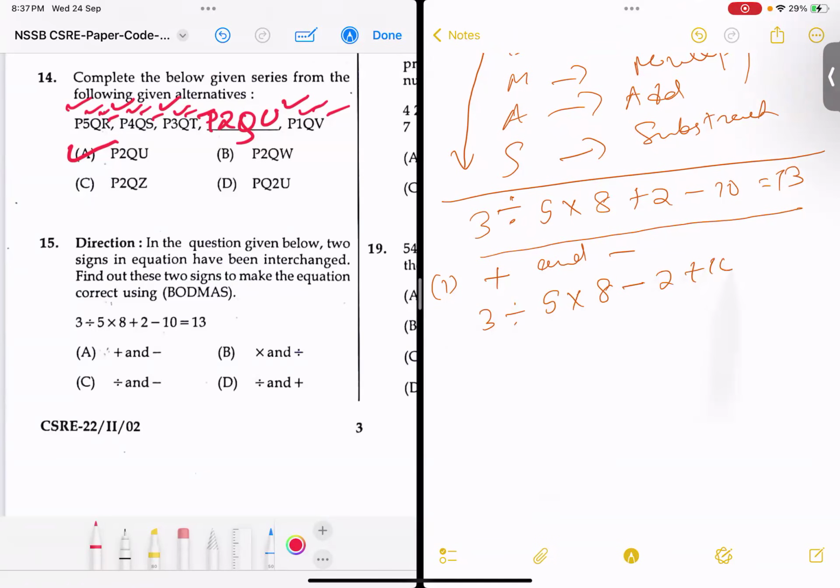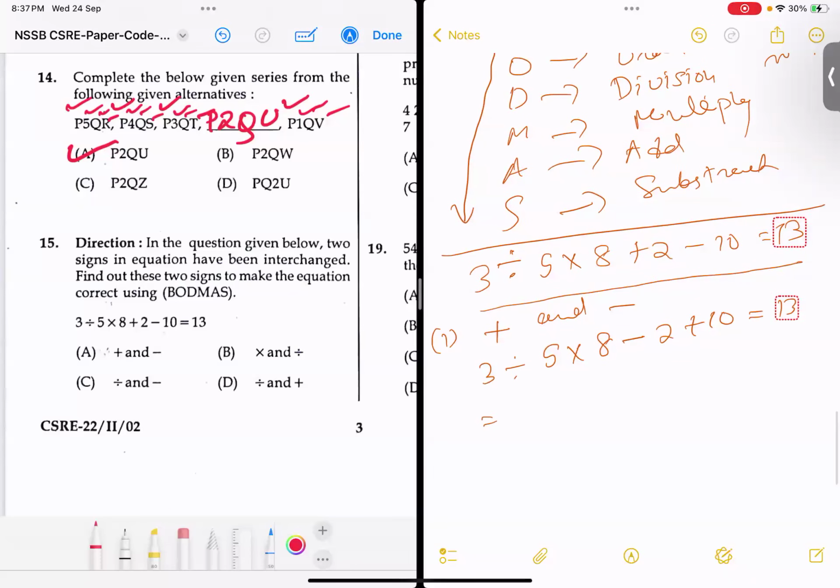Minus will become plus, 10 is equal to 13, okay? Let's see. So first we have to do as per the BODMAS rule. Bracket is not there, right? Order is not there. So the third one is division. So it will be 3 by 5 into 8 minus 2 plus 10. Let's leave this part for a while.